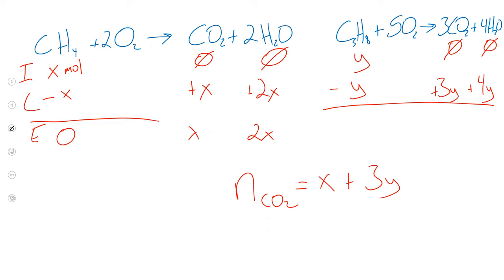Is that a good way to approach number 10? Yes, it's a great way to approach number 10. The difference with number 10 is that you have the reactions happening sequentially, and you don't know that you have enough oxygen, right? And so you have reaction one happening, it uses up some of your oxygen. And then you have reaction two happening, uses up some of your oxygen, maybe the rest of your oxygen.